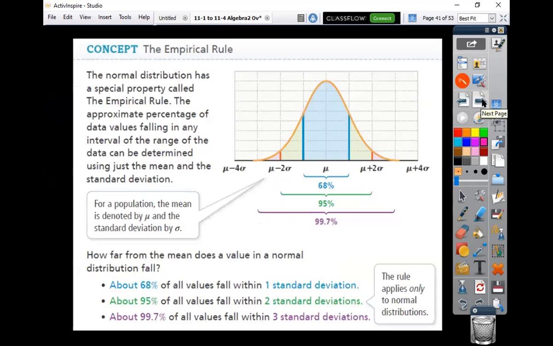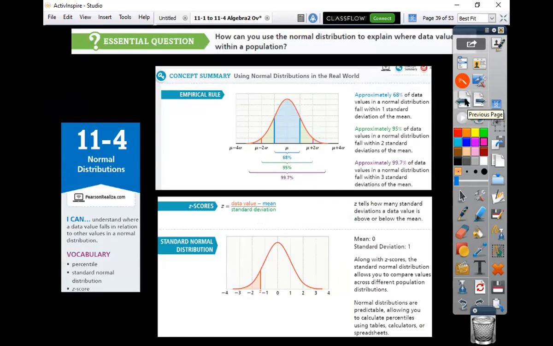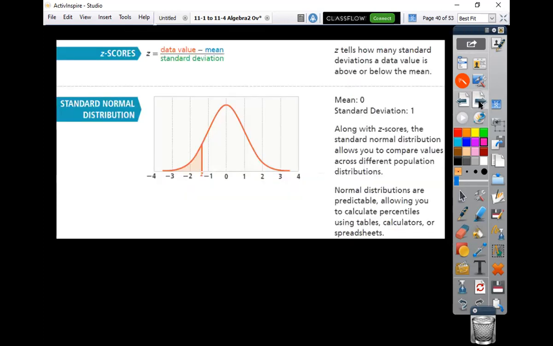Okay, so now your new lesson talks about the empirical rule, which works for normal distributions. So when you have symmetry, one standard deviation away from the mean, this mu, that's the Greek letter for mean. If you go out 2 standard deviations on each side, it's 95%. And then this one isn't labeled, but these are the 3 there and there, and that's 99.7% of your data between there. All right, so let's continue.